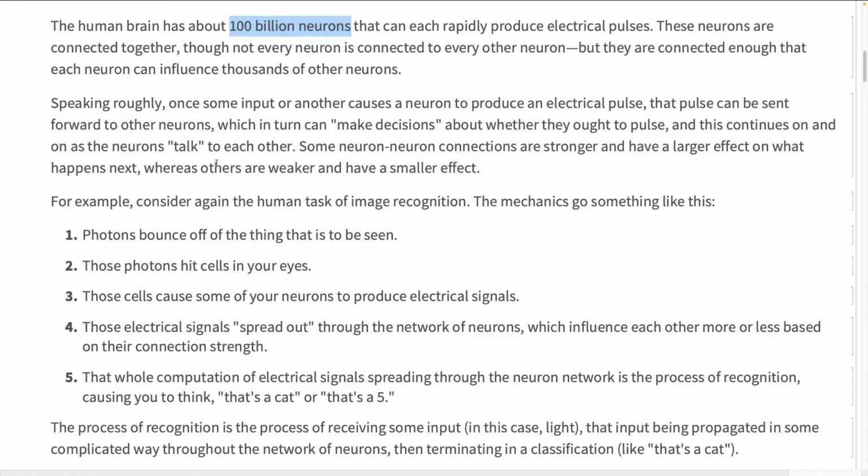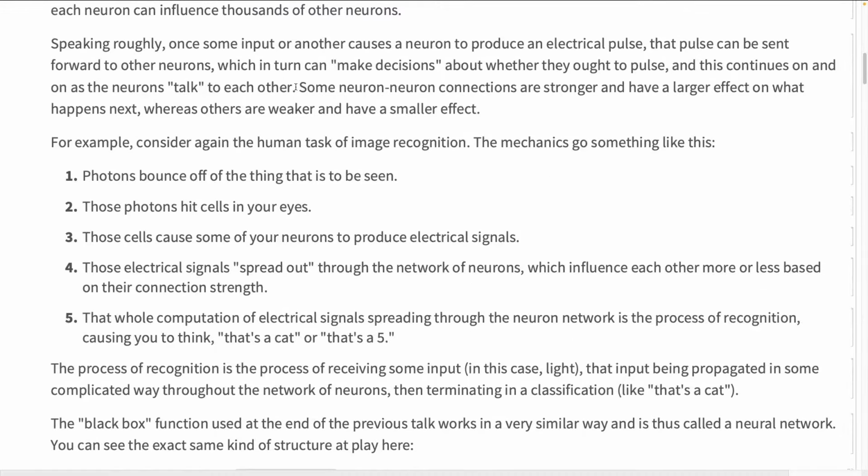So the basic idea is that once you have some input or another, once you hear something or look at something or feel something, that produces some sort of input, which then acts on a neuron. That neuron produces an electrical signal. That pulse is sent forward to other neurons, which then can in turn make decisions about whether they ought to produce a signal. And it just keeps cascading through the network of neurons, so to speak.